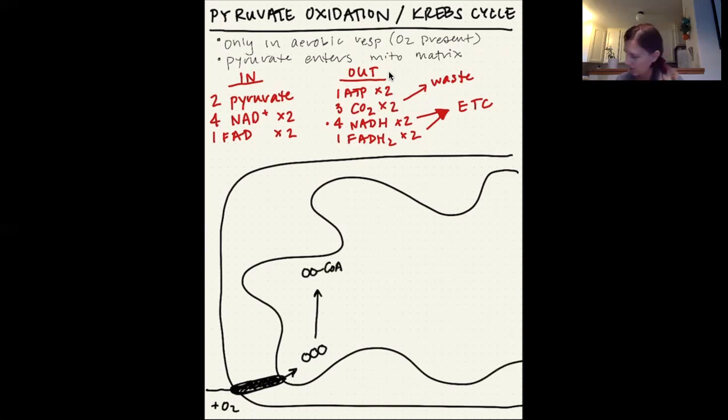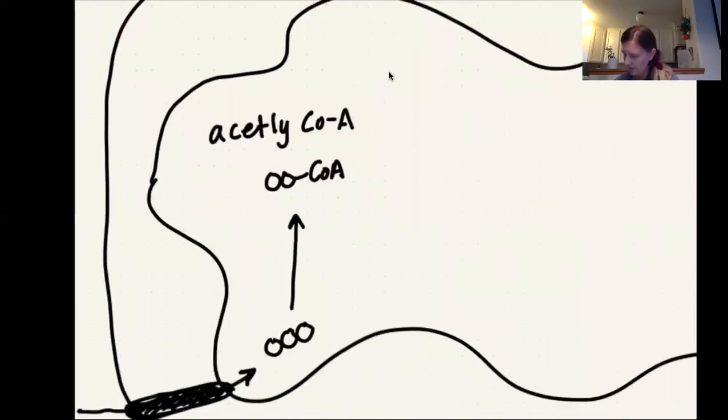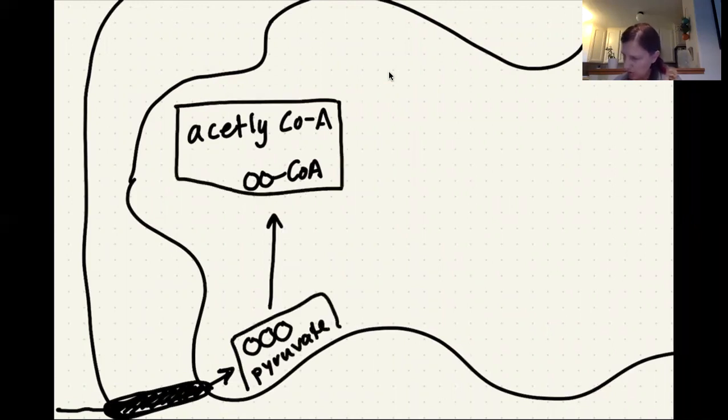And that is called, I'm going to modify this just a little bit so I have a little more room. This is called acetyl-CoA, right? So we went from pyruvate, which is a 3-carbon sugar, to acetyl-CoA, which is a 2-carbon molecule.